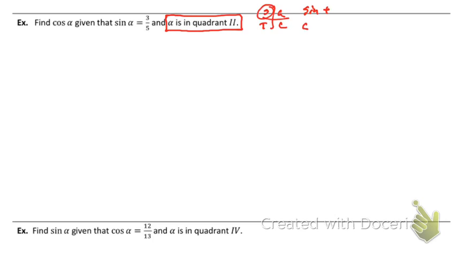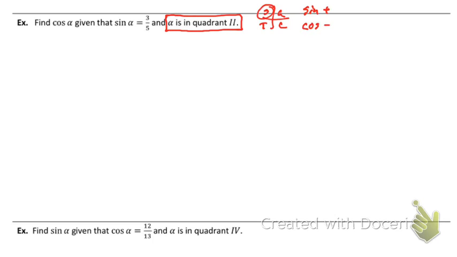Sine is positive, and cosine is negative. So when we get our cosine, we better know that it's negative. If it comes out positive, we're going to make sure it's negative. If it comes out negative, then we are good. In fact, we're going to come up with both options because we're taking the square root. But let's see that right now.